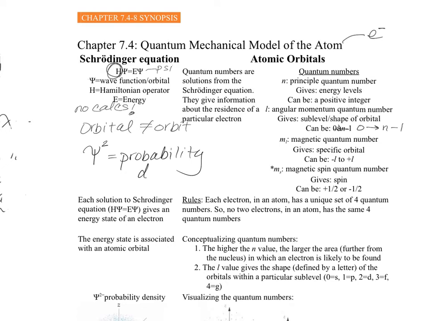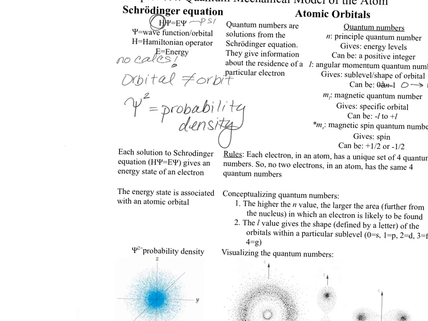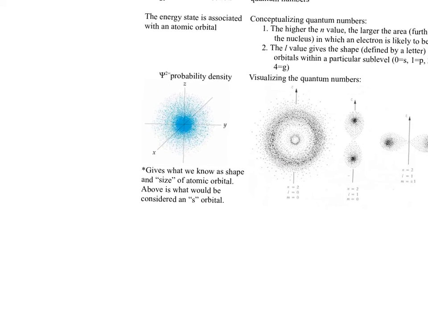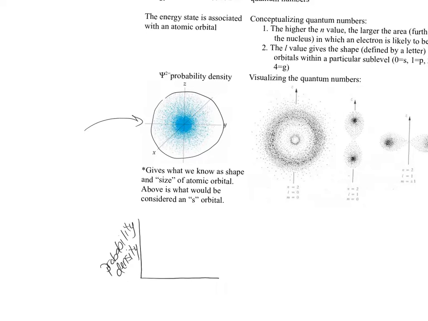Probability density can be seen in an electron density diagram. This is an example of the hydrogen atom and where that one electron probably lies. So if I were to describe this using a graph, with the y-axis being the probability density and the x-axis being distance from the nucleus, notice that it is more likely to find that electron closer to the nucleus than it is further away from the nucleus.